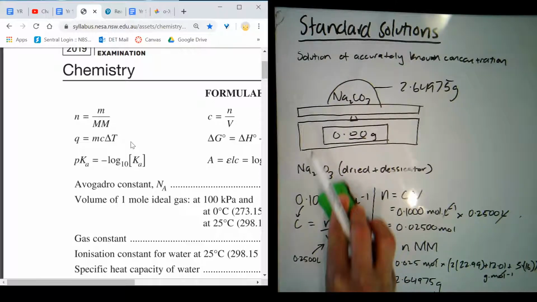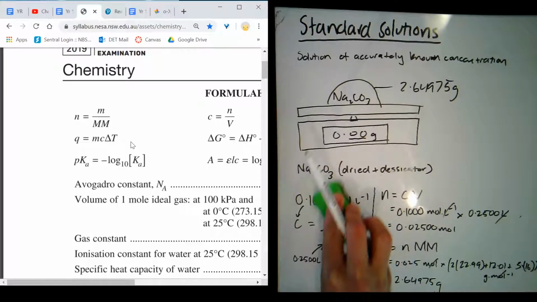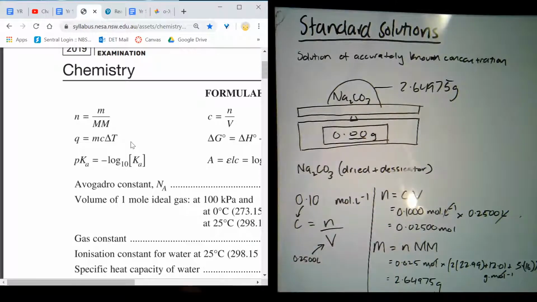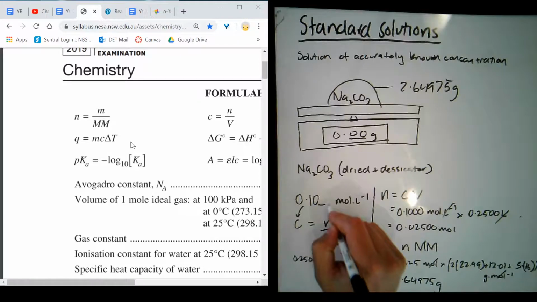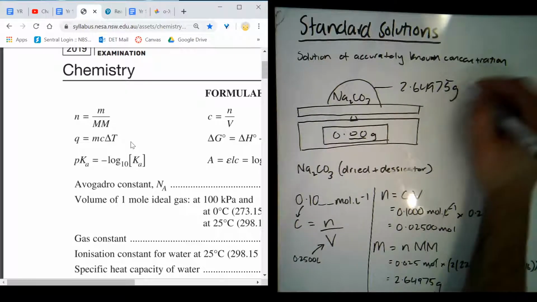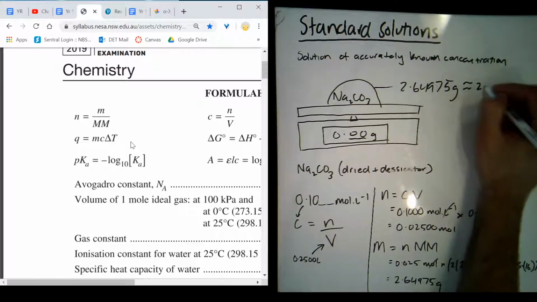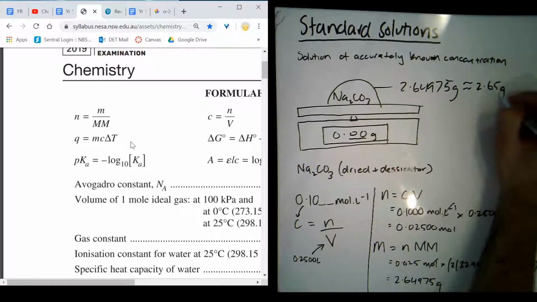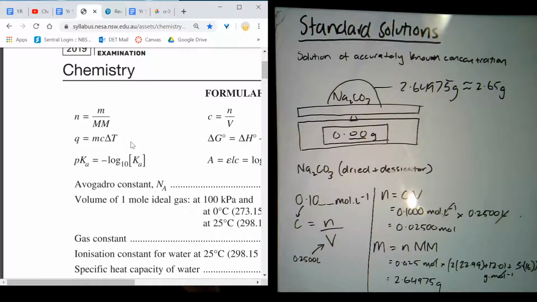All we can really hope for here is to produce something around there, but it's not going to be exactly that. So you're going to weigh out, let's say, approximately 2.65 grams. That's doable. I wouldn't get too caught up in weighing anyway. If you get 2.64, 2.63, 2.66, who cares? As long as you know what you got, it's fine.